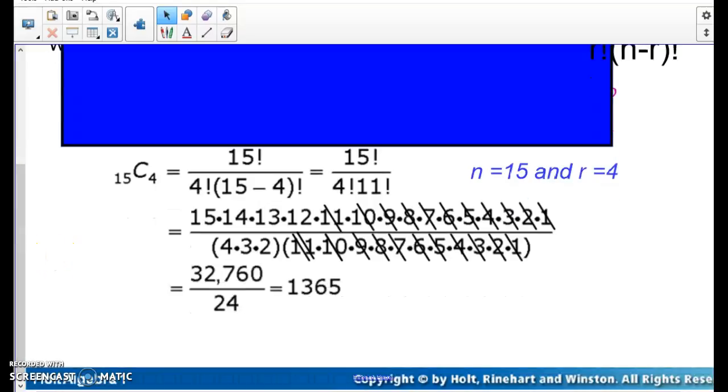So remember, combinations don't need a specific order. Permutations do.